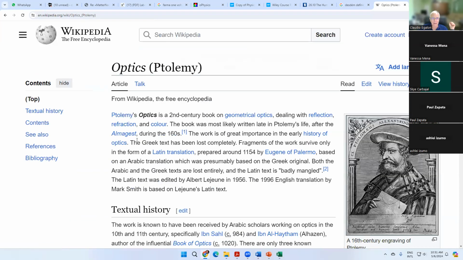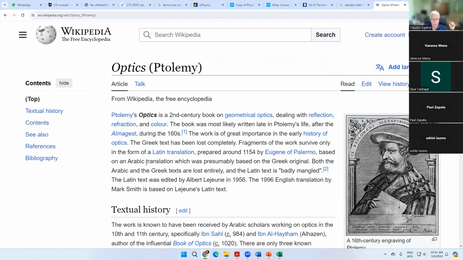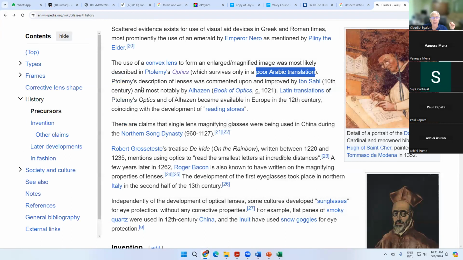Ptolemy's Optics, with the fall of the Roman Empire, right? Many things got lost. And with the rise of the Arabic civilization, unfortunately, they translated it to Arabic, but the translation was a poor one. The Arabic translation was presumably based on the Greek original. So the original was in Greek.